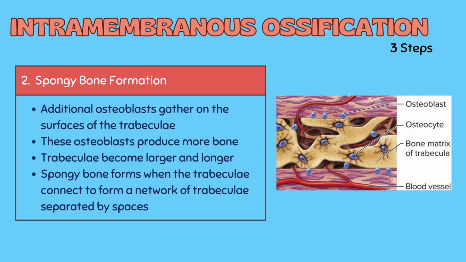The second step in intramembranous ossification is the formation of spongy bone. In this step, additional osteoblasts gather on the surface of the trabeculae, where they produce more bone matrix. This results in the trabeculae becoming larger and longer. Spongy bone is formed when the trabeculae connect and form a scaffolding network separated by spaces.